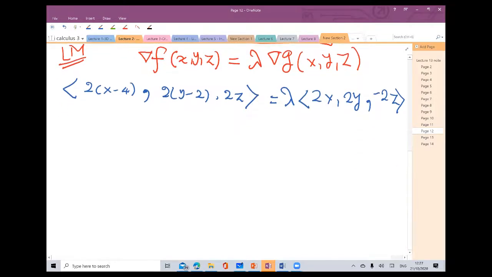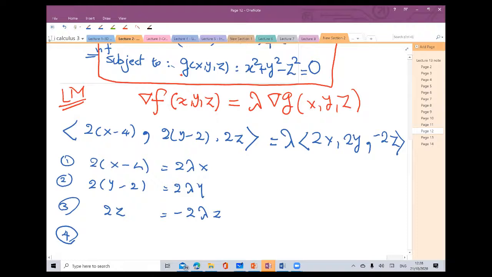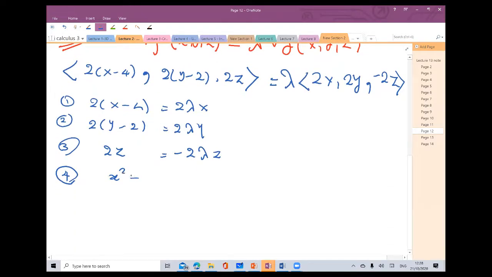Okay, يبقى what are my equations هنا? The first equation I'm gonna equate بقى the components, corresponding components. يبقى عندي 2x minus 4 is equal to 2 lambda x، مش كده؟ The second one is 2y minus 2 is equal to 2 lambda y. The third is 2z is equal to minus 2 lambda z. Remind yourself, you still have the constraint equation, which is your cone, اللي هو x squared plus y squared minus z squared equals 0. But you want to solve these for x, y, z and find your lambda. Check كده, can you do this?